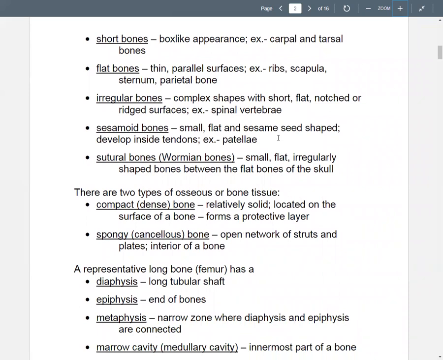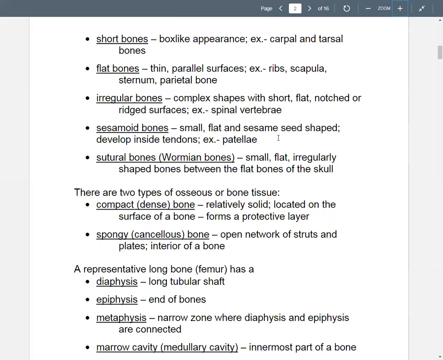You also have flat bones. They're thin, have parallel surfaces. So things like your scapula is considered a flat bone. Your sternum is considered a flat bone. Parietal bone. Many of the bones of the skull are considered flat bones. Your ribs are actually considered flat bones. You might think of them as different from these other bones that are in this category, but we actually consider them flat because they have a thin parallel surface.